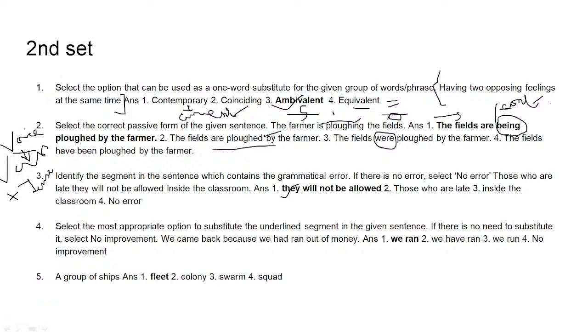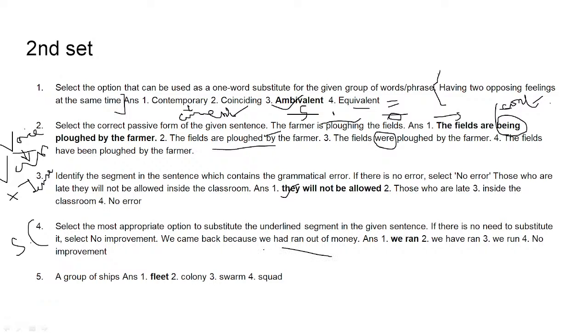Number four is we came back because we had ran out of money. Okay, so you have to correct the error portion. So this is a sentence correction question. Correctly select which portion is wrong and what will be the correct sentence. So we ran is the correct substitution to the wrong portion of we had ran.